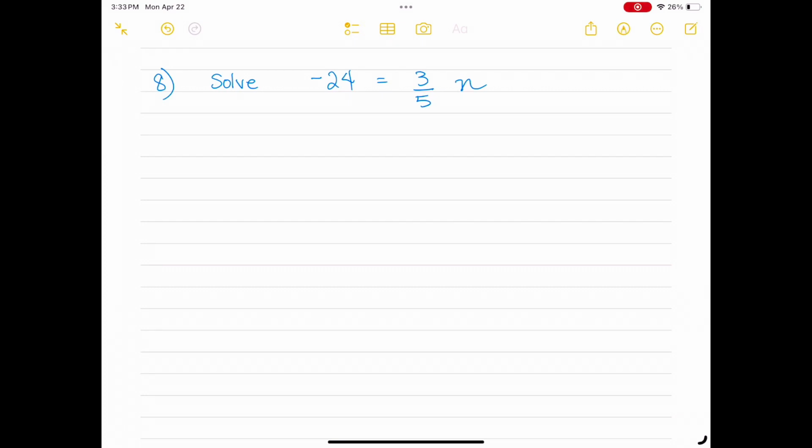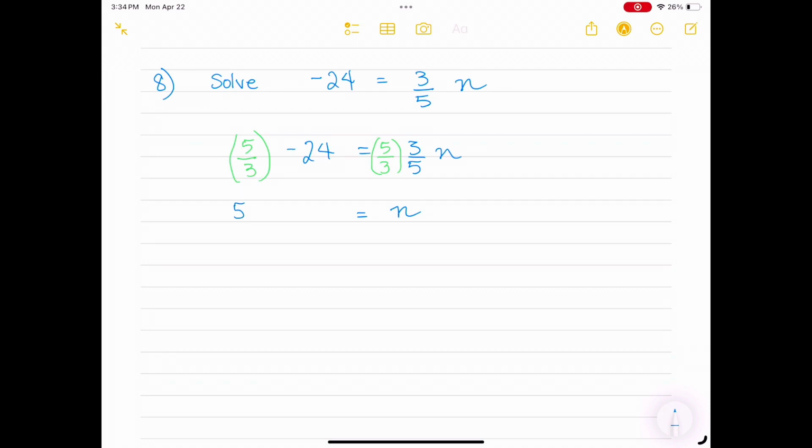And whatever we do on one side of the equation, we must do on the other side. So now we have negative 24 times 5/3 equals 3/5 n times 5/3. On the right-hand side of the equation, 5/3 times 3/5 equals 1, and they cancel out, leaving n by itself. On the left-hand side of the equation, we must now do the multiplication. 5 times negative 24 divided by 3.